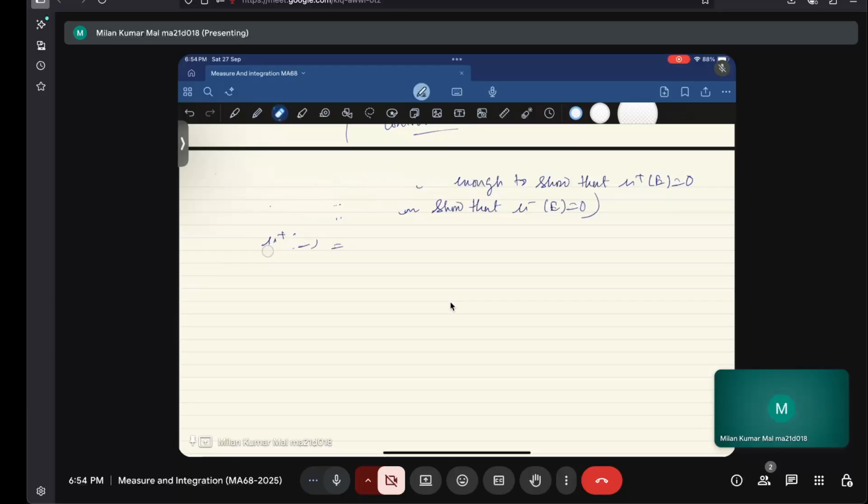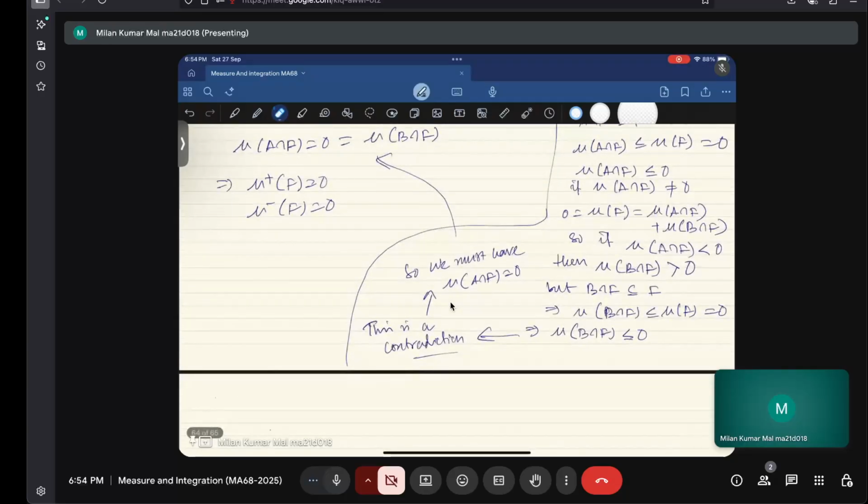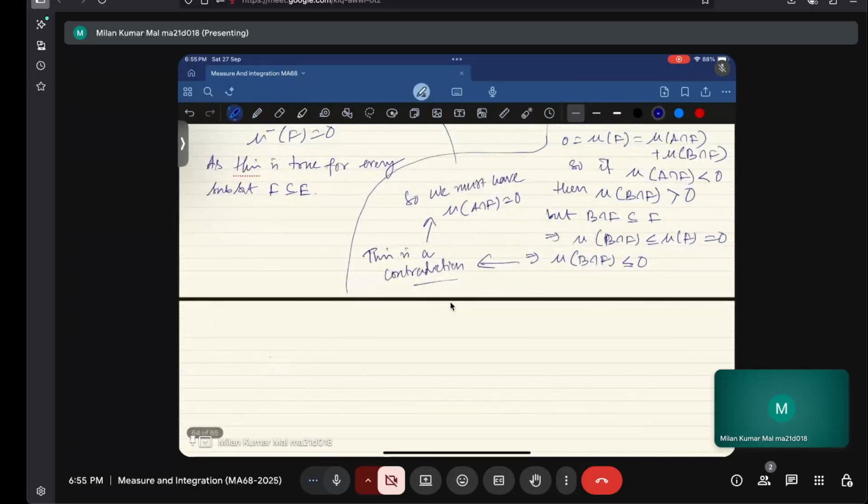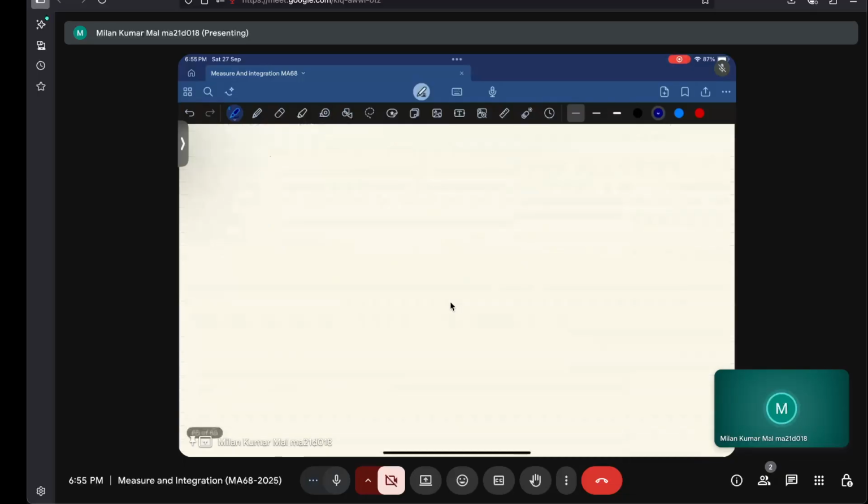As this is true for every subset F of E, in particular consider F equals E. It is true for F equals E. This gives mu plus E equals 0 equals mu minus E. This gives mod of mu of E equals 0. So this is all.